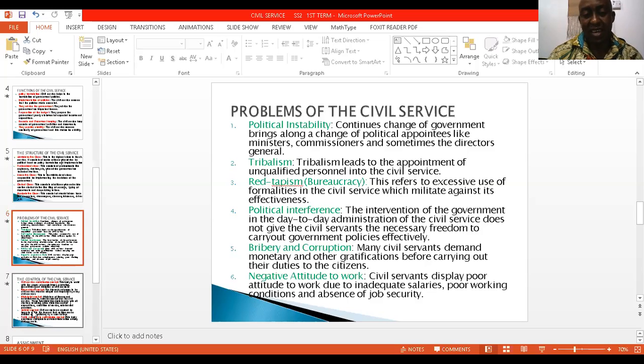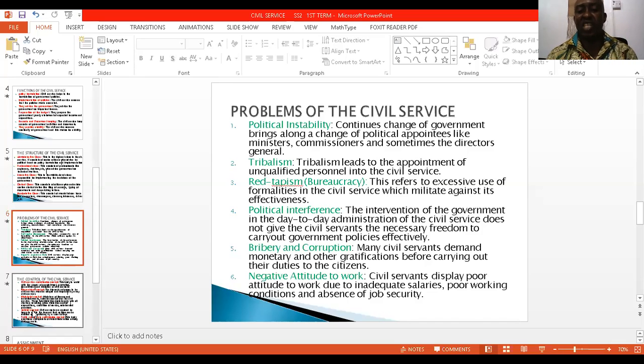Okay. Problems of the civil service. If you are just joining us, we are discussing problems of the civil service. Continuous change of government brings along change of political appointees like ministers, commissioners, and sometimes directors general. All these things affect the civil service in performance or discharging their duties. That is the political instability we are talking about.